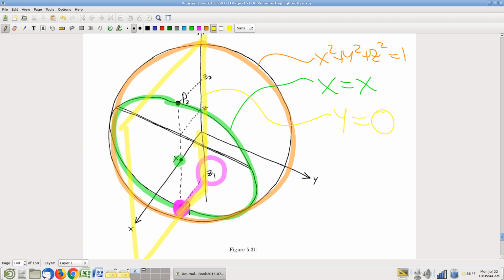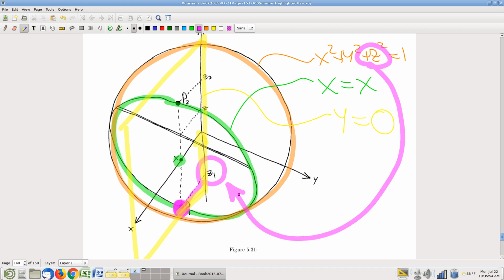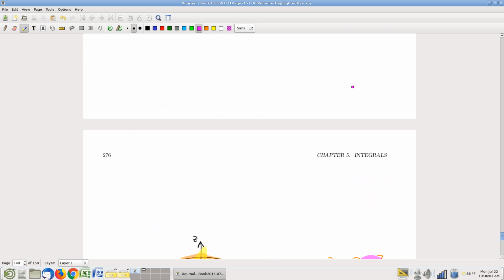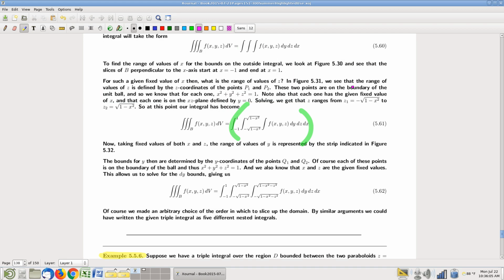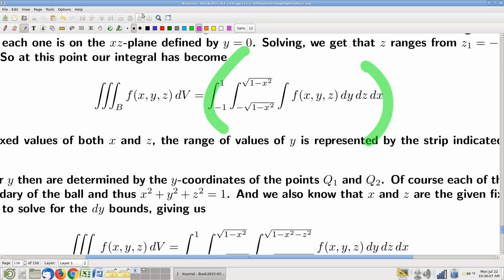And you can take it from there and see what your z bounds are. So again, we're interested in the z bound, so we solve for z. Z is a function of x, of course, because x is known. Y is 0. Throw away the y's, and you get plus or minus square root of 1 minus x squared. And there's that z bound, plus or minus square root of 1 minus x squared.